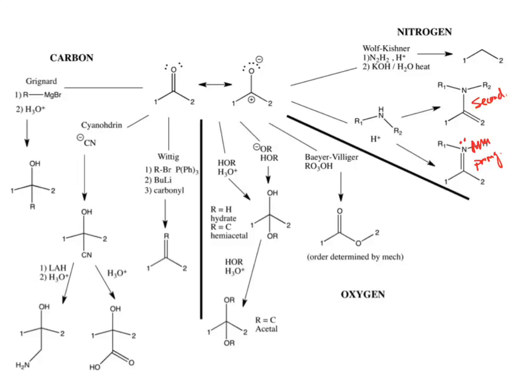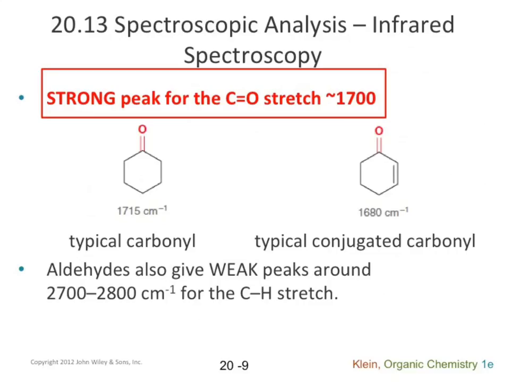Okay. So last things that we can talk about within this chapter, spectroscopy. Your IR analysis, as far as this chapter goes, there's really only one thing that you need to know. You have a strong peak, in case you couldn't tell. You're looking at the carbon-oxygen double bond, and it shows up about 1700.